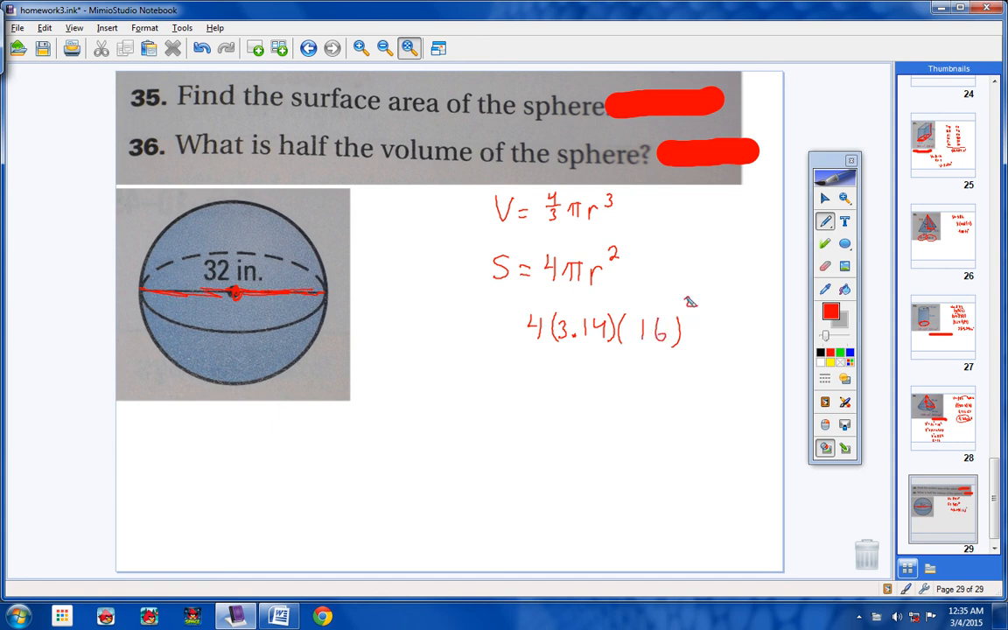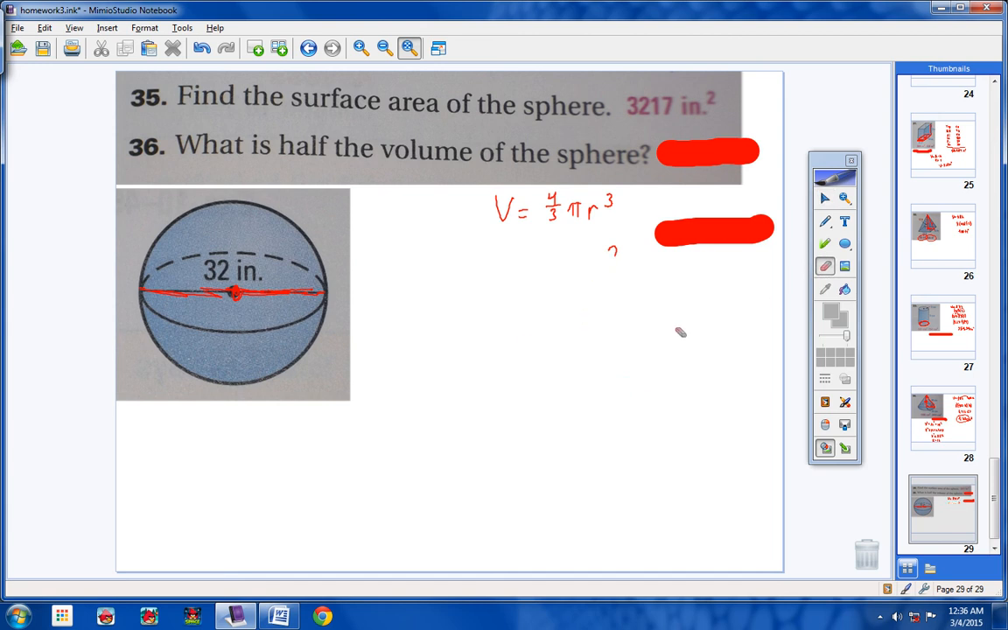So really, students, this is a calculator problem, okay? If you take 16 squared, you're going to get 256, then times 3.14 times 4, and you're going to get 3,215.36. And of course, if you round that to the nearest whole number, you get 3,215. All right, I'm not sure. I think the reason they're getting a little bigger numbers is they're not using 3.14. They're using the pi button on the calculator, which is fine. I would give credit for either one of those answers. That's totally fine, okay? So there's the surface area of the sphere.